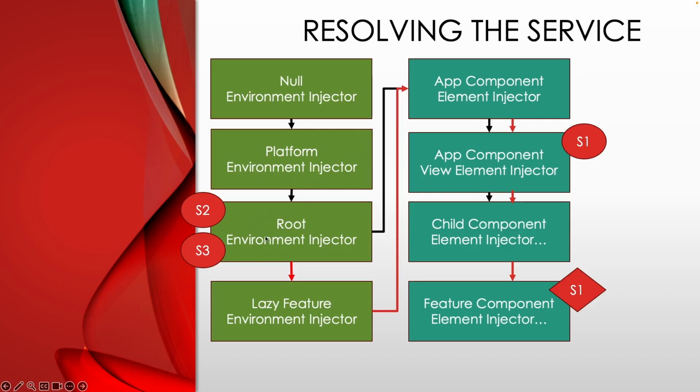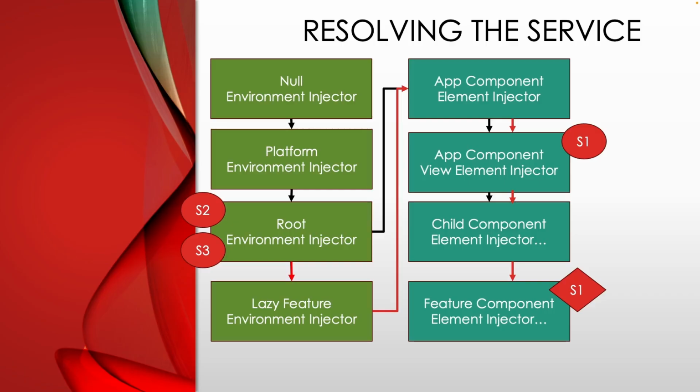Here is how Angular resolves this. Step 1. Check the feature component's injector for Service 1. If it's not there, move to the parent level. Step 2. Once found, Angular uses this injector to instantiate Service 1. Step 3. Angular looks at Service 1's dependencies, Service 2 and Service 3.